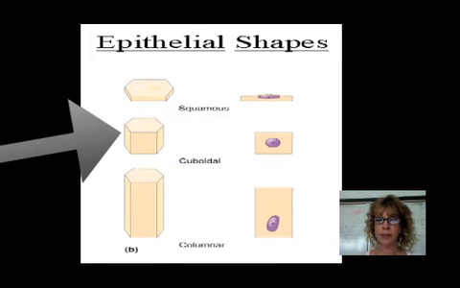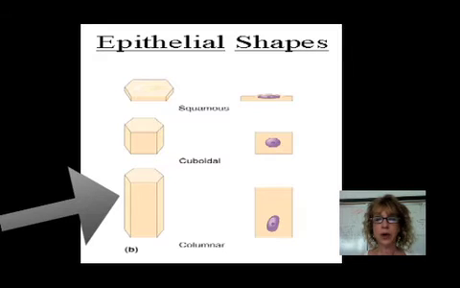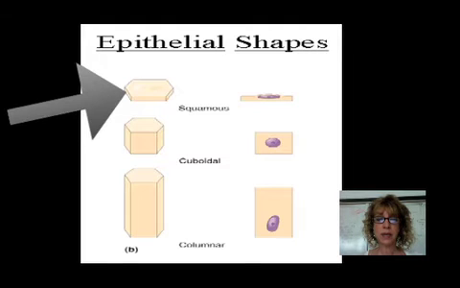Cuboidal means the cells are shaped like cubes. Remember, these are 3-dimensional cells. Columnar, meaning they're long and vertical, or squamous, meaning that they are flat cells.